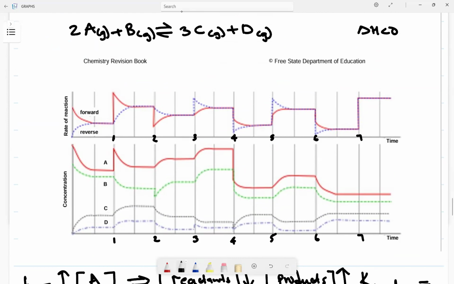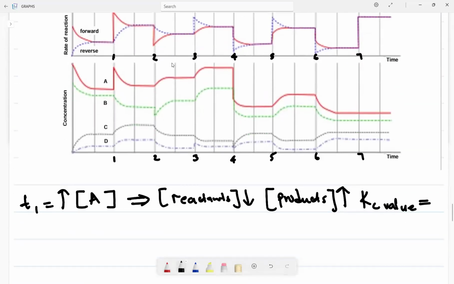Now let's look at time T2. At time T2, what happens? There is a sharp decrease. But can you see it only decreases in the forward graph? So it means they decreased one of the reactants. Let's look at which one. Can you see that it is this one?